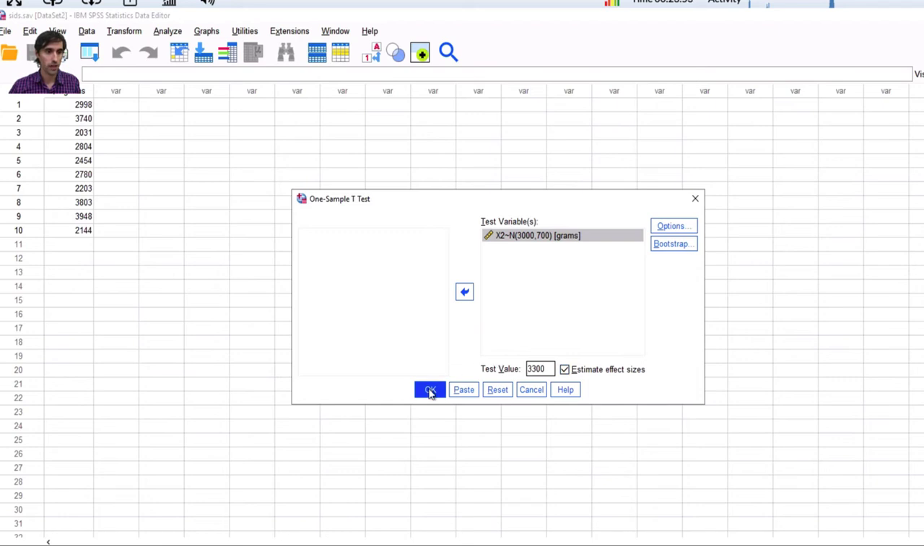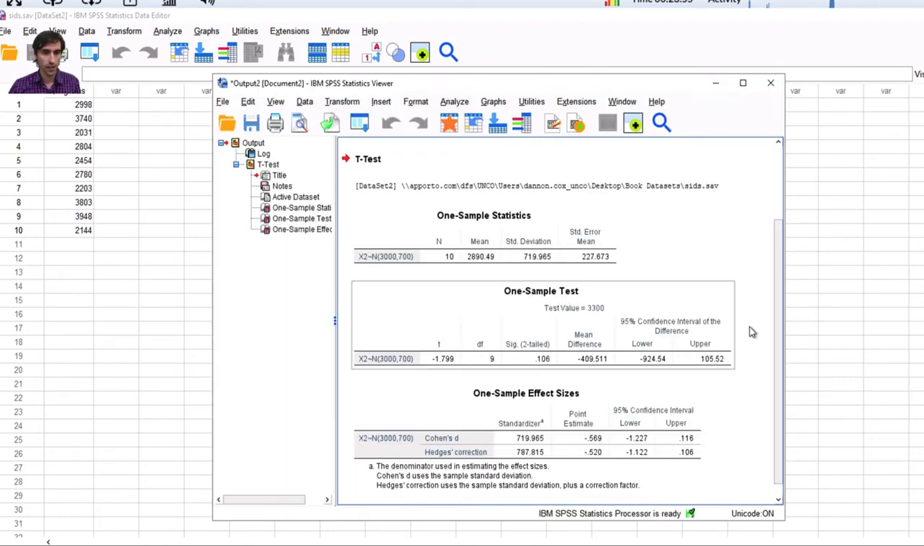I'm going to hit OK. Okay, so this is what we have. We have our mean, and yeah, it's very close to what we mentioned, our standard deviation, and then our standard error of the mean. And here's our t-stat. Here's our df, that was n minus 1. And then this is our significance testing.